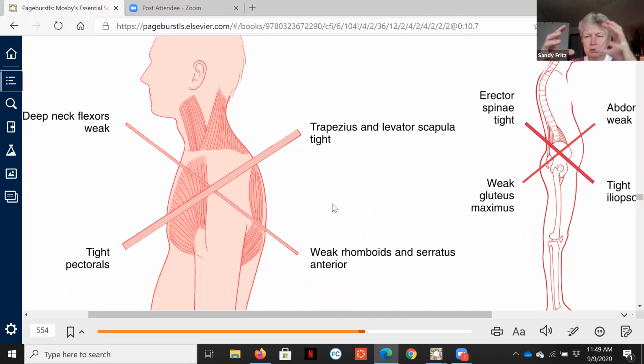they're going to be shortened, compressed, dense, and the other side, the hill, is going to be under a tension load, elongated, and possibly inhibited. But it'll feel really taut. Over here, you've got the weak abdomen, core area, and then you've got an increased lordosis.